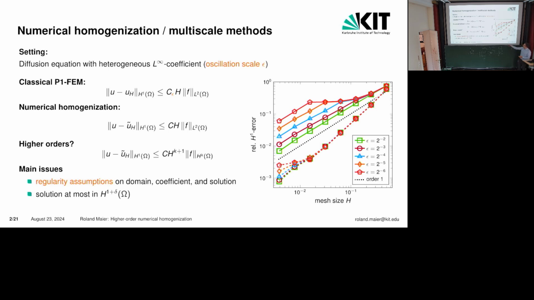And what I need in the finite element context to get results like this are regularity assumptions on domain, solution, and in my case, the coefficient. So there's some mismatch, and I try to find other ways to extract higher orders. So that's what the talk will be about.